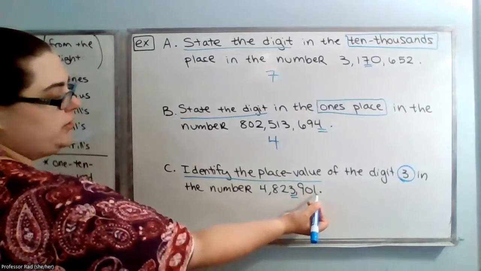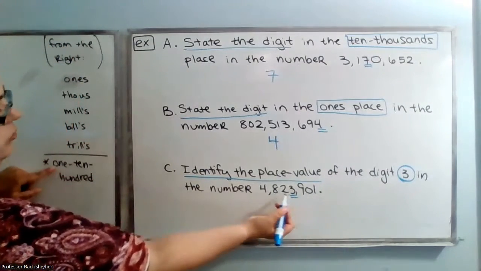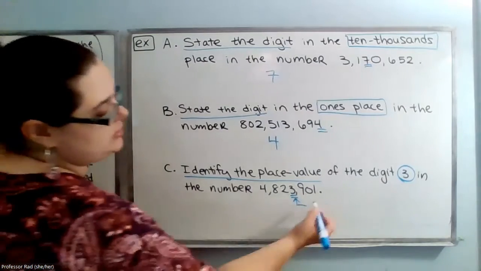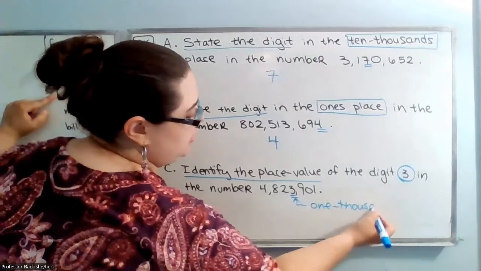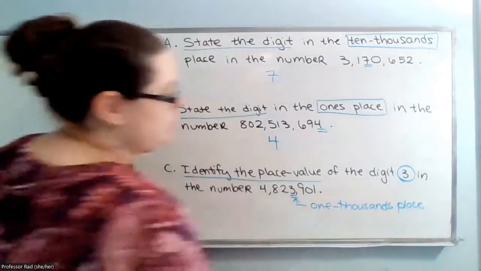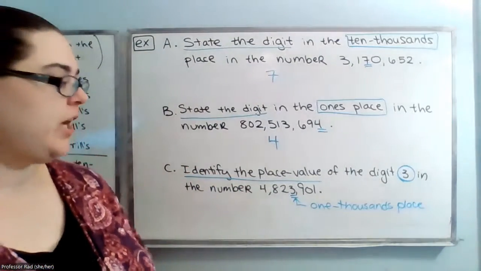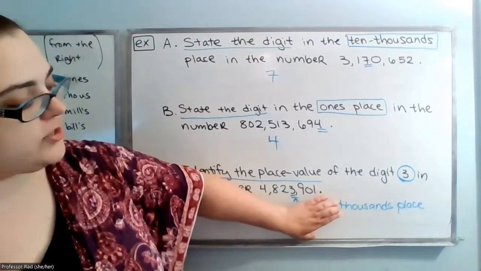So here we have the ones, tens, hundreds, and now we're in the 1,000s place. So the 3 is in the 1,000s place. Very good. So that's going to be our answer for that one. And then if I wanted to, I could just call this the thousands place.